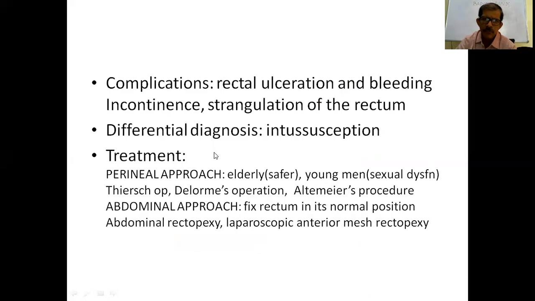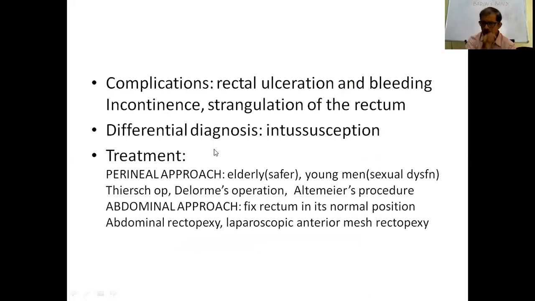So this is the complete prolapse. You can see it is 2 layers, 2 complete layers of the rectum. This is the inside one, and inside that is another layer. That's why it is so thick. You can see it is the complete prolapse.